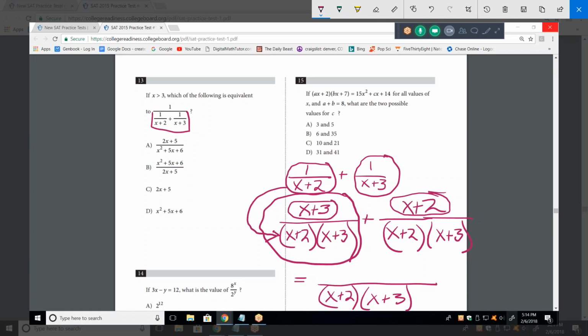So now I'm going to add those two numerators. What do you get when you add those two numerators? x plus 5? Wait, are you multiplying it? Oh, you're adding them, right? Adding, right there. What's x plus x? If I have one apple and I have another apple, how many apples do I have? 2.